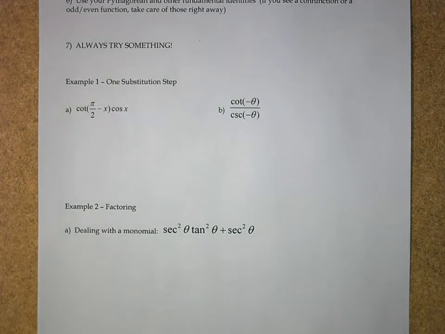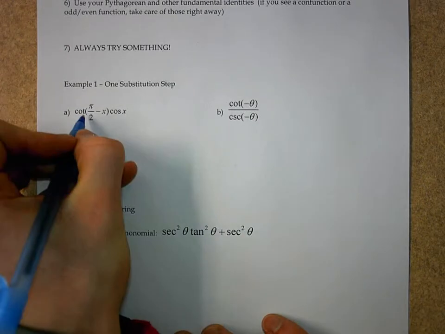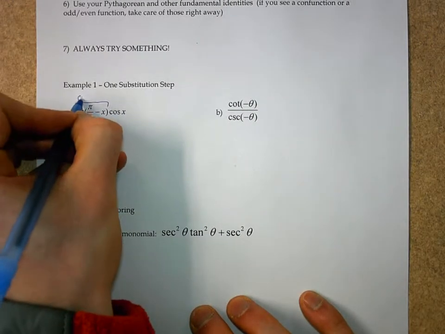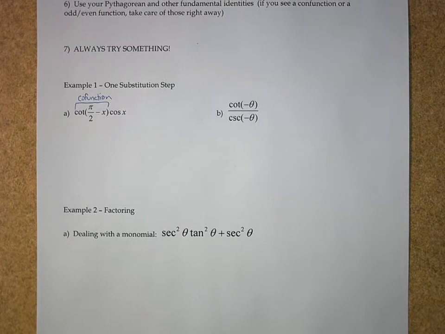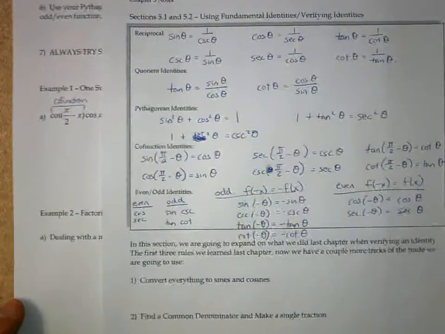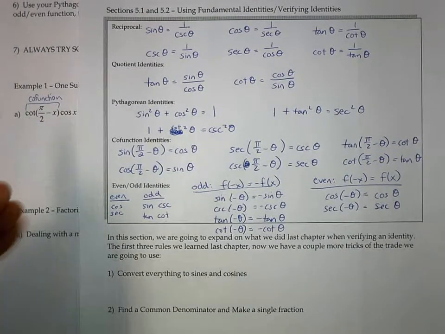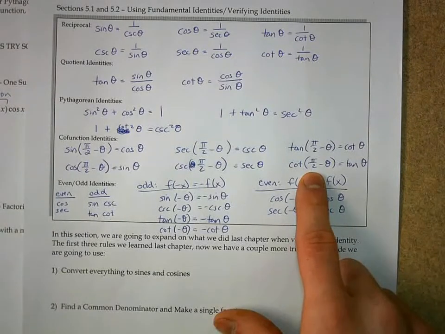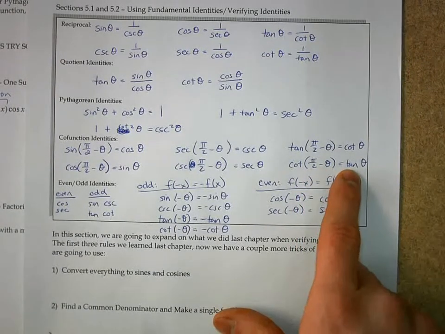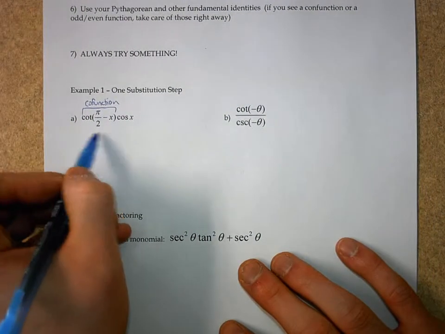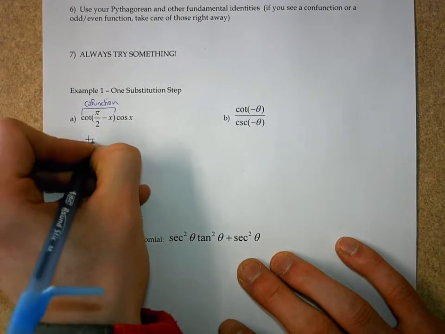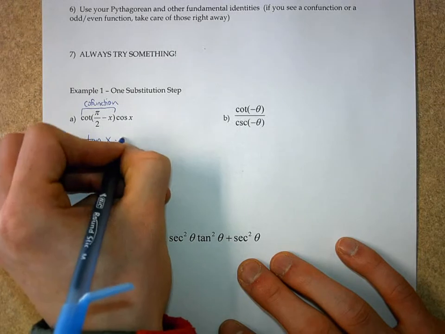First of all, we've got the one substitution step to simplify. And this sort of goes back to number 6 that I just talked about. Cotangent of pi over 2 minus x. Right here we've got a cofunction. So we want to simplify our cofunction right away. And if I look back at my previous page here with all my identities, I've got the cotangent of pi over 2 minus x, same thing as the cotangent of pi over 2 minus theta. That's the same thing as the tangent of theta. So I know that this piece right here, this cotangent of pi over 2 minus x, is going to be the same thing as the tangent of x.